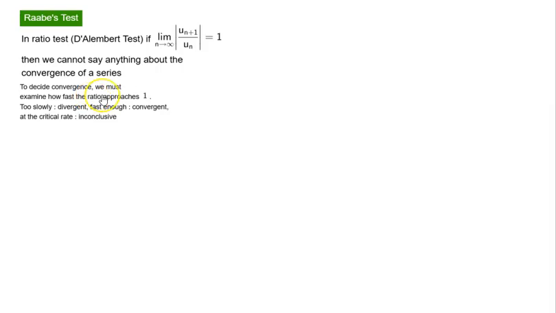Let us look at Raabe's test. In the ratio test, which we have seen previously, if the limit as n goes to infinity of the ratio u sub n plus 1 by u sub n is equal to 1, then we cannot say anything about the convergence of a series, because in that case, the test is inconclusive. To decide convergence, we must examine how fast the ratio approaches 1.